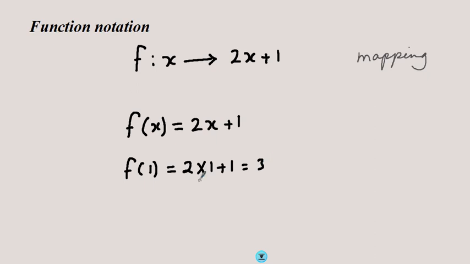Note that there are no arrows now, only equal signs. And f of 2 equals 2 times 2 is 4 plus 1 is 5. So 2, which is inside the brackets, maps to 5. And this is what we call function notation. And this is the most common notation that we need to get used to.